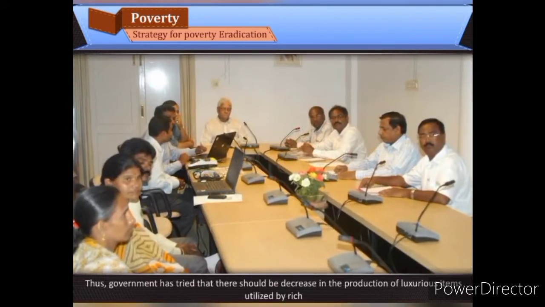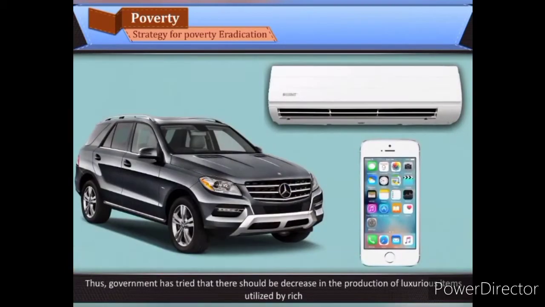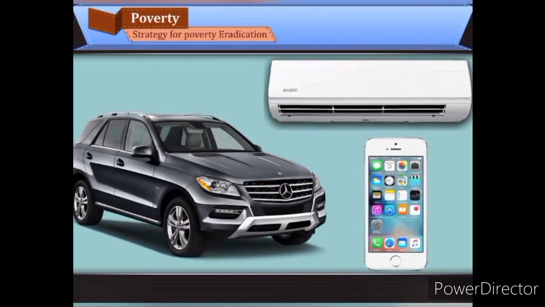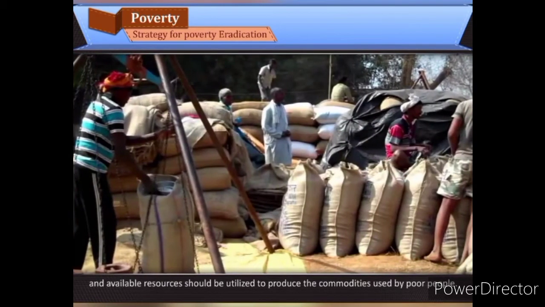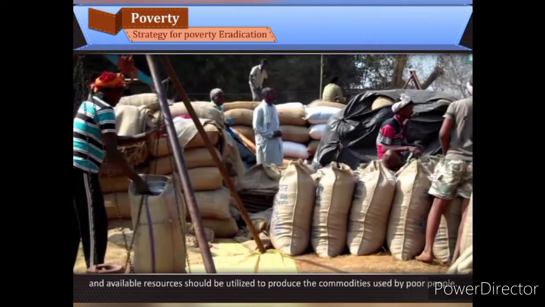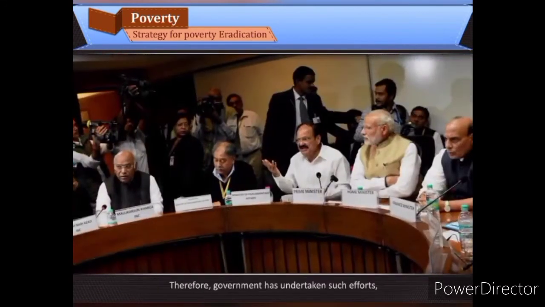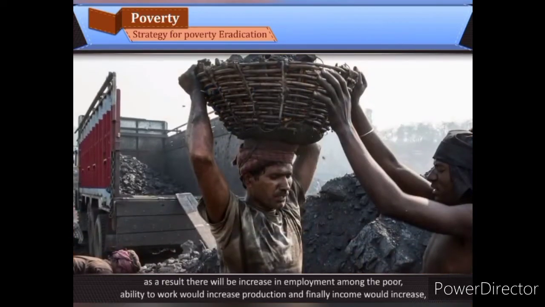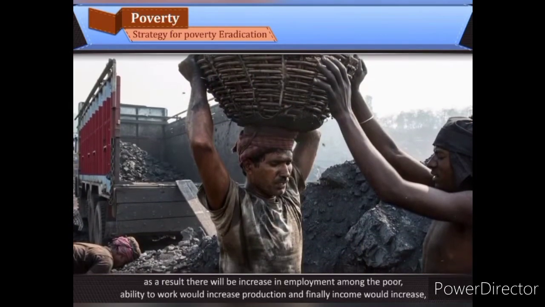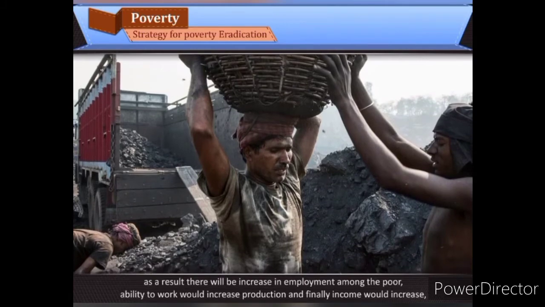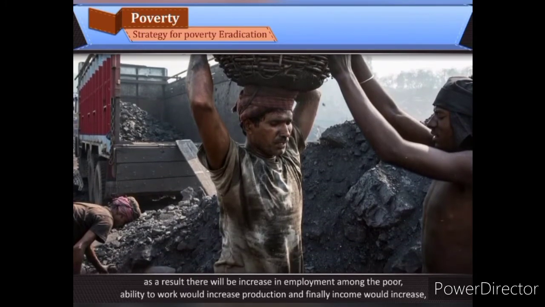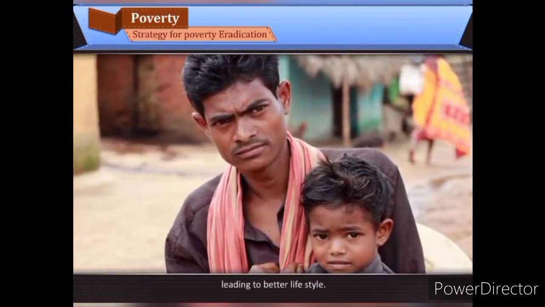Thus, the government has tried that there should be a decrease in the production of luxurious items utilized by the rich, and available resources should be utilized to produce the commodities used by poor people. Therefore, the government has undertaken such efforts. As a result, there will be an increase in employment among the poor, the ability to work would increase production, and finally, income would increase, leading to a better lifestyle.